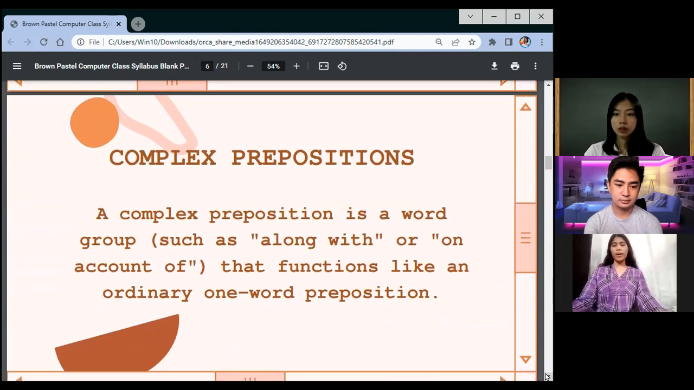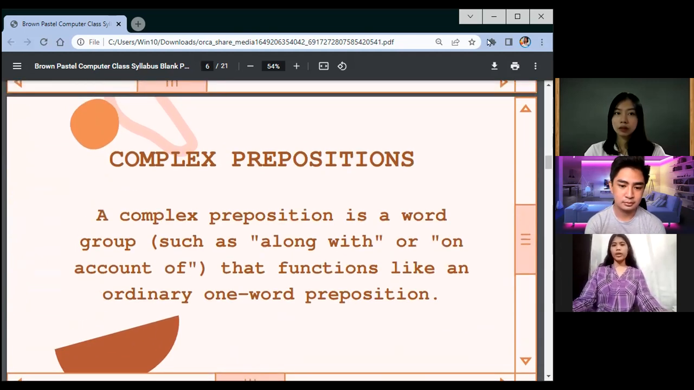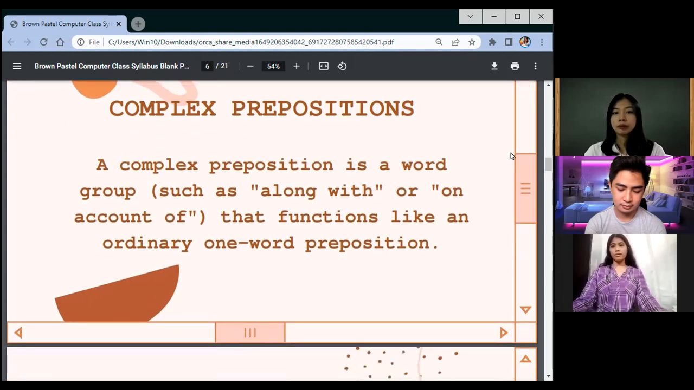This kind of preposition is called a complex preposition. It is a word group, like what I've said, such as along with or on account of, which functions like an ordinary one-word preposition. When we say one-word preposition, we refer to the simple prepositions such as on, at, in, or by, and many more. For us to understand it again, let's have examples.